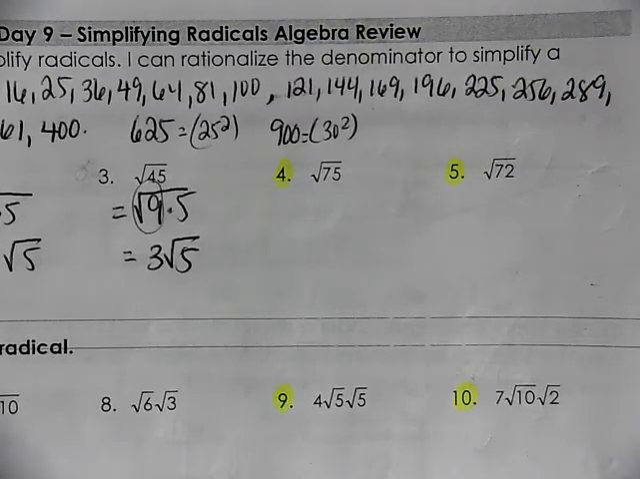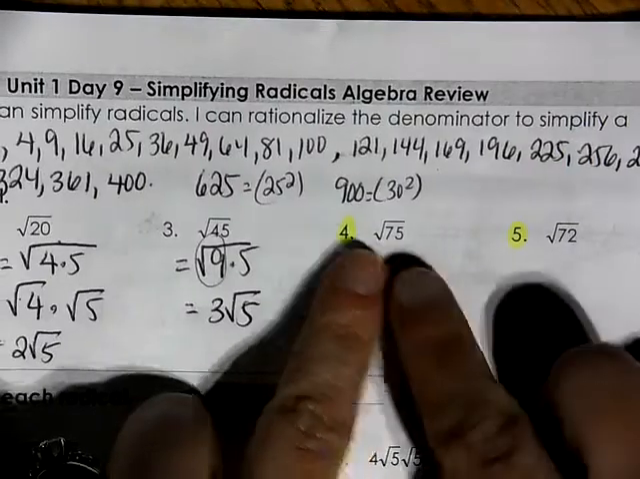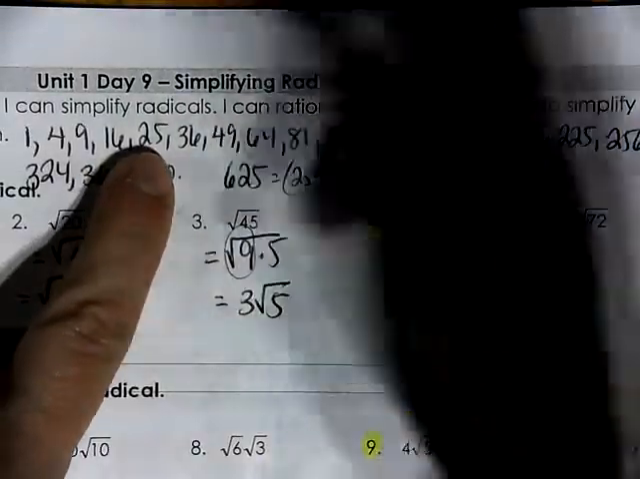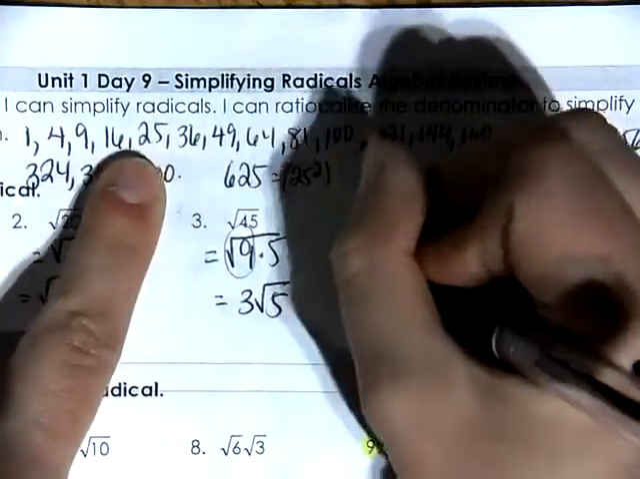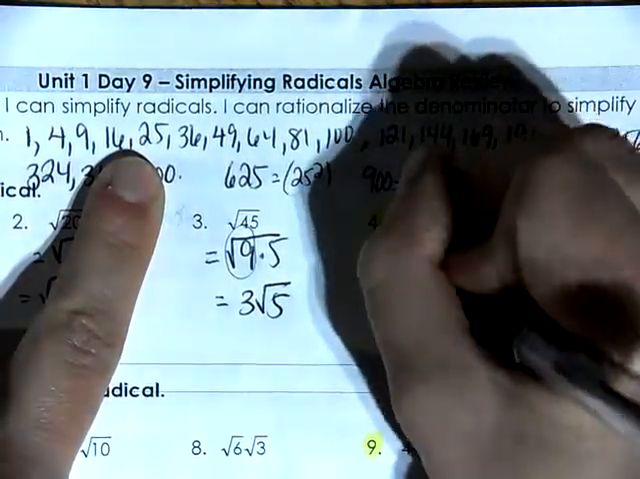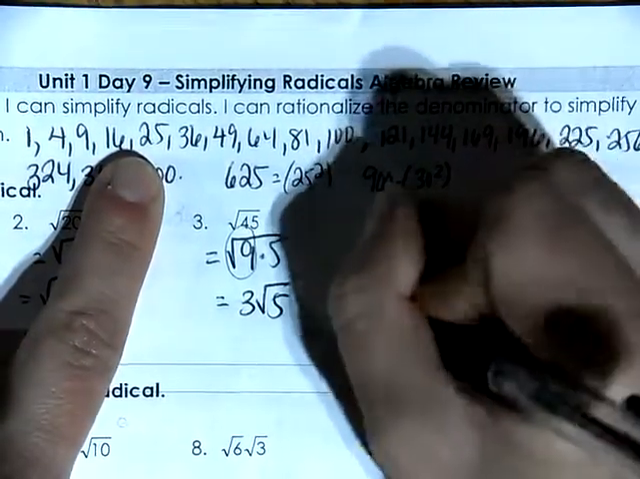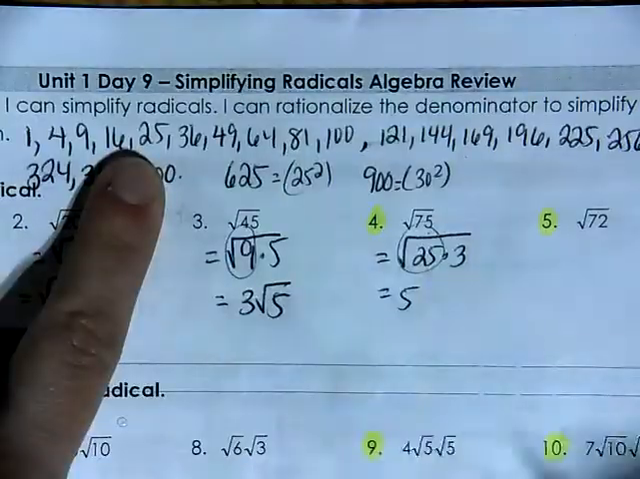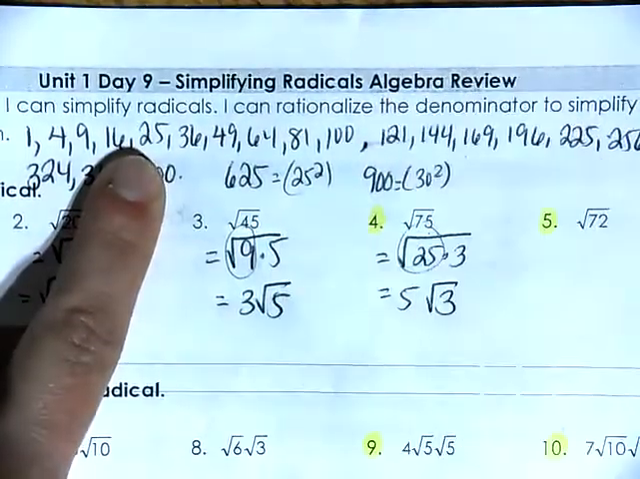All right, let's go ahead and see how well you did. So for this problem, 75, we want to look for the largest number that can go into 75, and I see that 25 can go into 75. This is 25 times 3. The square root of 25 is 5, so this is 5 times the square root of 3.